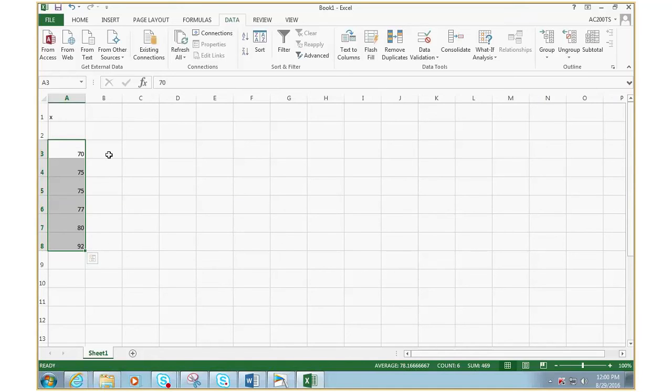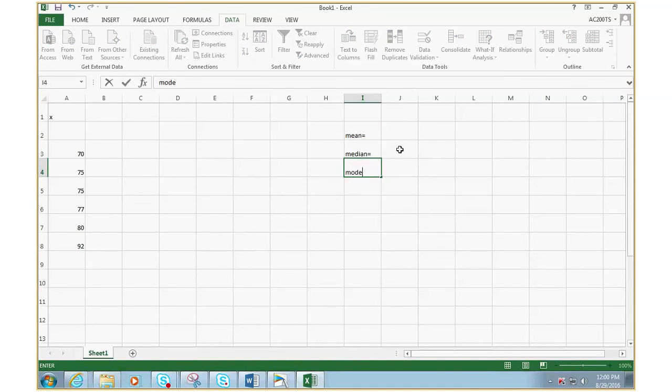Okay. The second thing you're going to do is we need to find all the stuff that I've told you to find. Mean, median, mode, range, variance, and standard deviation.